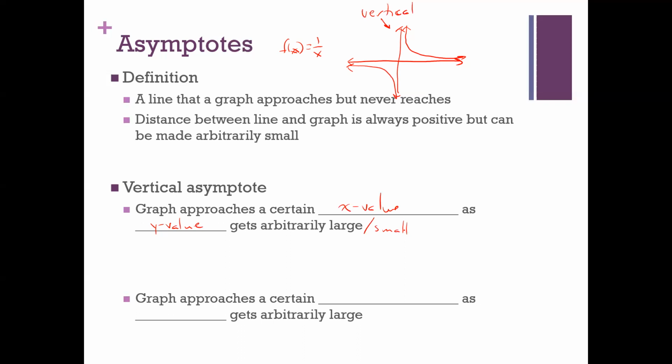And a horizontal asymptote, kind of the opposite relationship here. I get a graph that approaches a certain y value as the x values get arbitrarily large or small. These definitions y'all have seen before. Totally mysterious. They're not. All right.